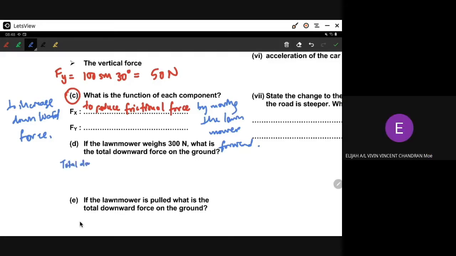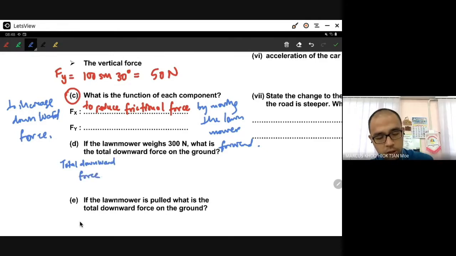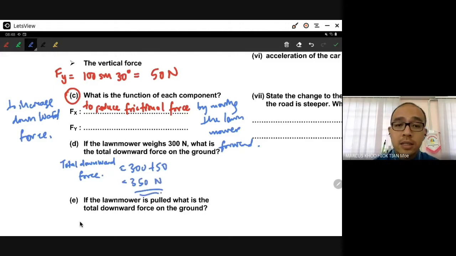Plus 50, 350 newtons. Okay, very good. So 300 plus 50 will be 350 newtons. That's good. Alright, very good. Now, if the lawnmower is pulled, now he pulls it. What is the total downward force on the ground?